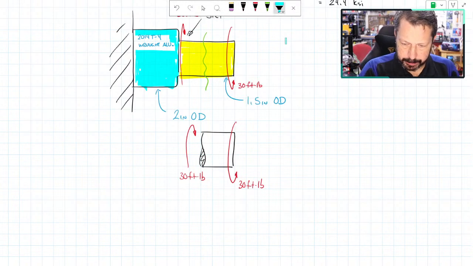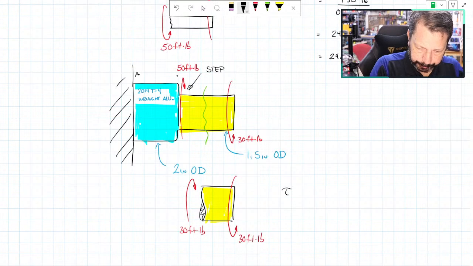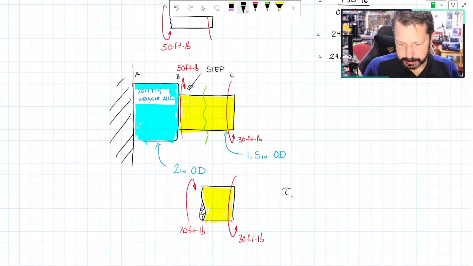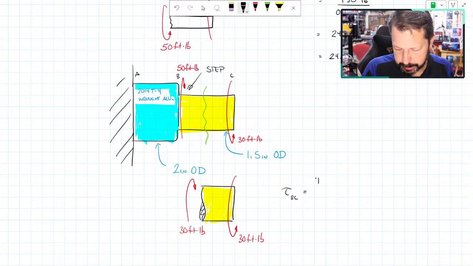Let's color this yellow so that we can make sure that we're keeping up with the right thing. Okay. Let's put some letters on here: A, B, C. So this is section BC. Tau in BC, and we're doing the maximum stress here. So let's write out our equation. Torque in section BC times the c value, so the outer radius, or diameter if you want to divide by 2, over J for section BC.